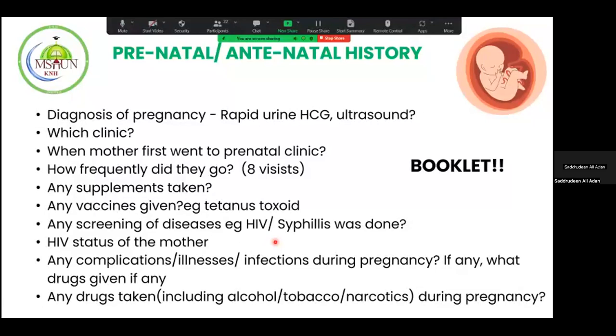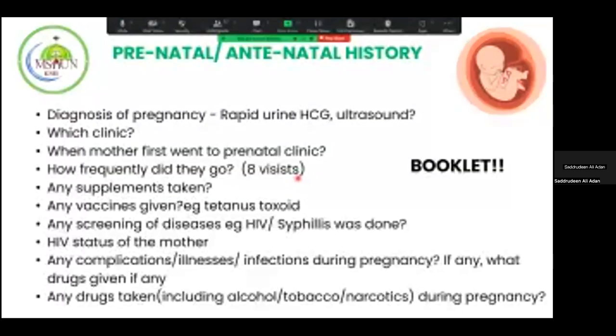So the first visit is very important. Ideally, you want to ask how frequently. According to the current standards of WHO and the current standards of, I think, KNH, ideally a woman should have 8 visits. So 8 visits means at least 1 visit a month. So by the time you're in the first trimester, which is the first 3 months of pregnancy, ideally you should have 2 visits.